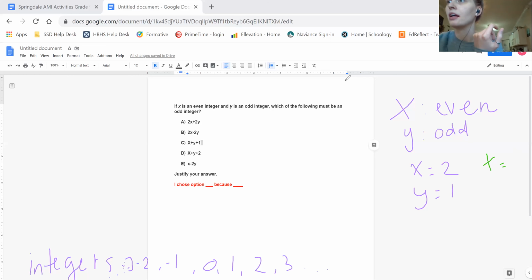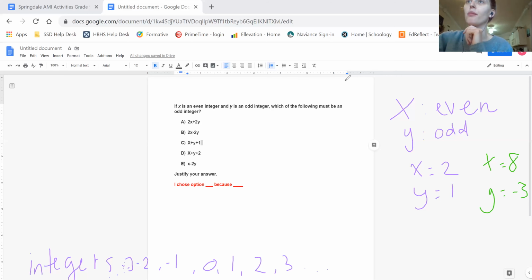The numbers you choose can be any number as long as x is even and y is odd. And we're going to plug these into each one of these expressions, A, B, C, D, and E, and figure out which one gives us an odd number. So I'm going to do A for us, first in purple and then in green, using each of those numbers.